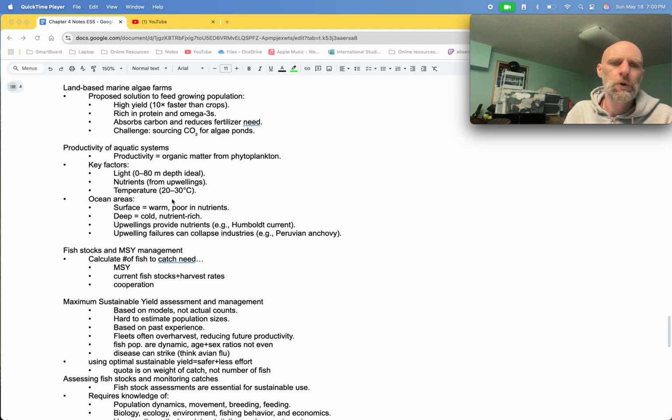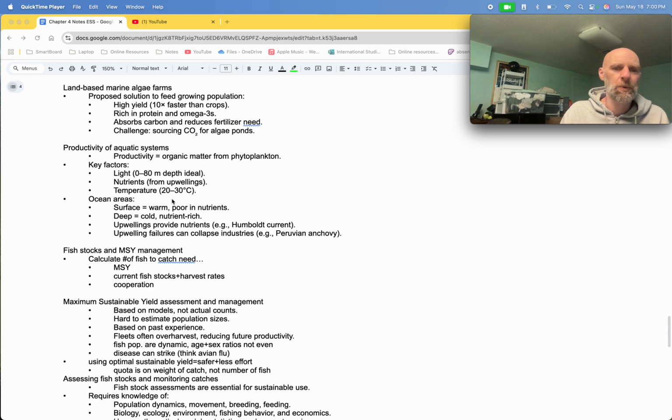Ocean areas: the surface is warm and poor in nutrients, while the deep is cold and nutrient rich. Upwellings provide the nutrients, which is why great fishing usually happens there. Upwelling failures can collapse industries. Look at the Peruvian anchovy. I forget if it's El Nino or La Nina, but it does a job on that. And whatever year that is, if you're a fisherman down there, don't even take the boat out. Keep it in the harbor. Go find work somewhere else because nothing is going to happen.